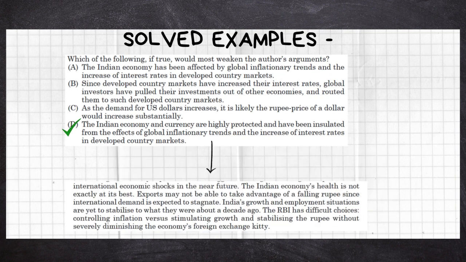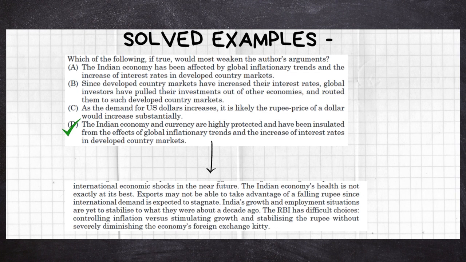If you have carefully read the passage, I am sure that you must have understood the crux or the essence of the author's arguments. The essence of the author's arguments is that increase in bank rates of developed countries has led to a fall in the value of rupee against the dollar, and that the RBI must take measures to control the same.